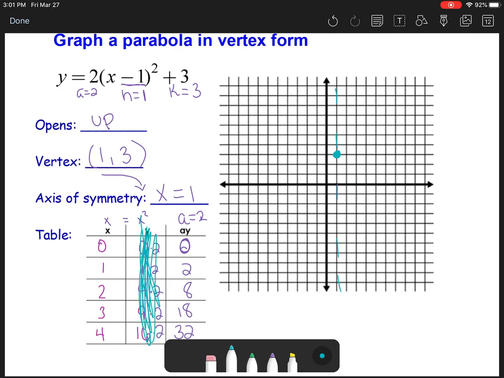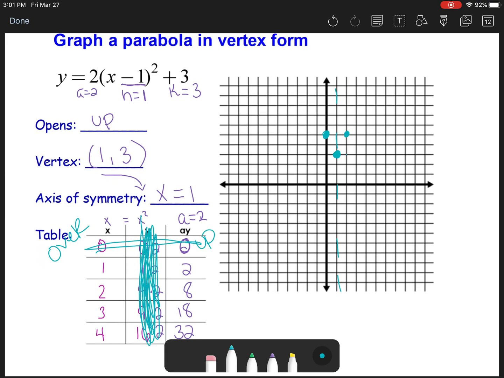And now I can use my table. So remember, I don't care about my y column, but I'm going to go over the x amount. And since my ay values are positive, I'm going to go up my ay amount. So 0, 0 represents our vertex. So we need to go over 1 and up 2. Over 1, up 2. And then I'm going to mirror that point on the other side.